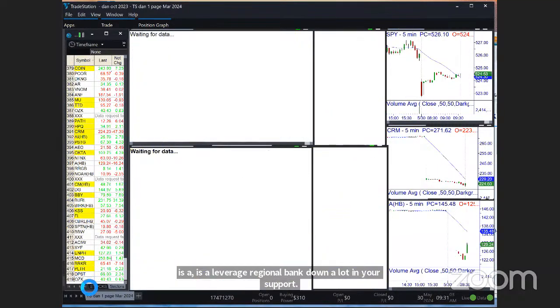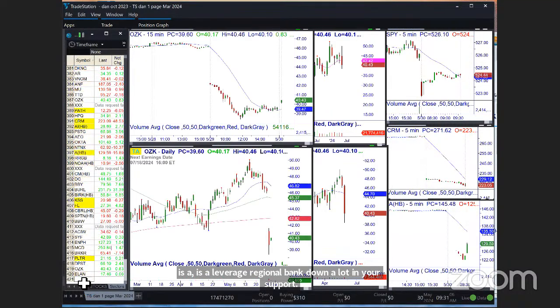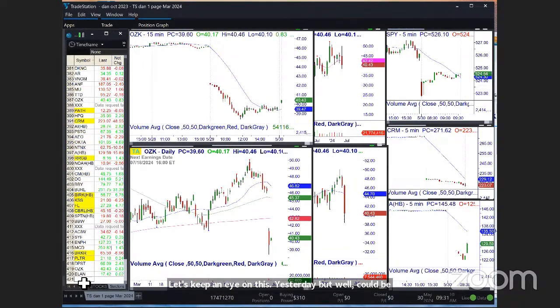Ozark got killed yesterday, but it could be a day trade and a 1 DTE put spread if there's any juice at 39. Let me look. Bank of Ozark, up there, 0 by 55. Thank you very much.